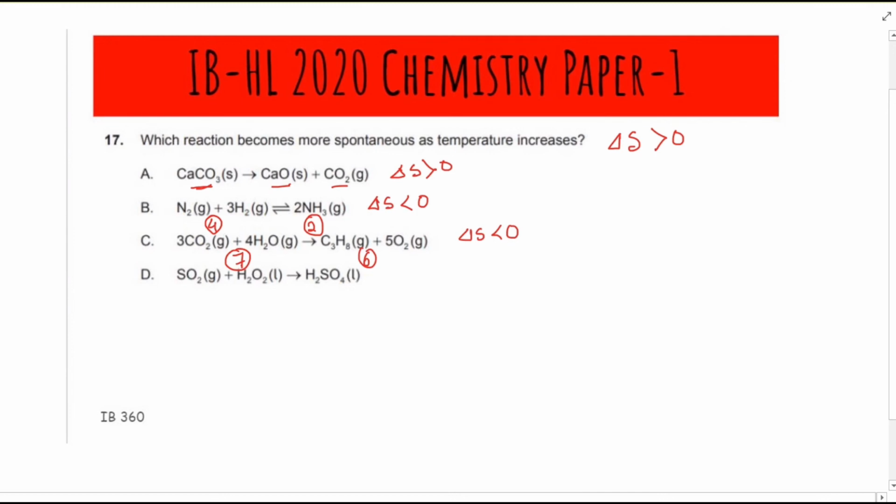Finally, in the last case, you have a gas and a liquid on the reactant side, and on the product side, you just have a liquid. So your randomness has decreased. You're just getting one liquid from a gas and a liquid. So delta S is again less than 0. Analyzing all the options, option A is the only one having delta S greater than 0, so option A is the correct answer.